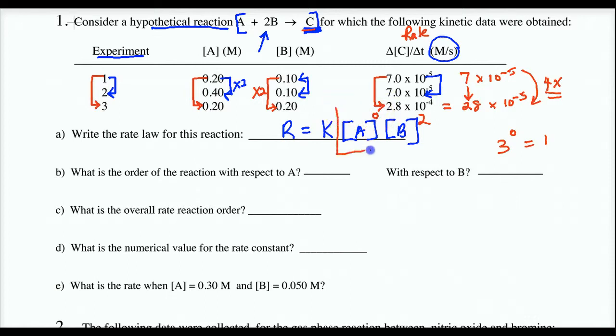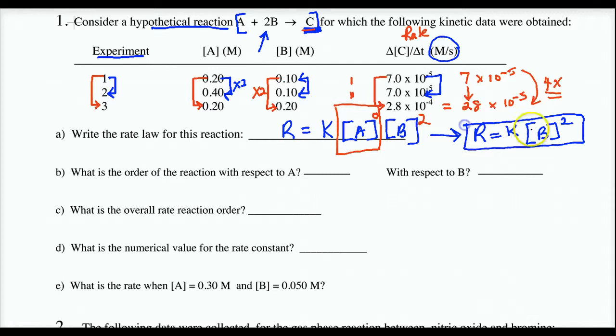Now, what does this mean? A to the 0 power, this whole thing equals 1, which means, because it has no effect, the rate equation could be written like this. It's okay to write it this way, but R equals k. I can put a 1 here, but what's the point? B squared. And there it is. There's my rate law equation. It's that simple. But I had to figure out these exponents based on what? The experiment, not the coefficients.